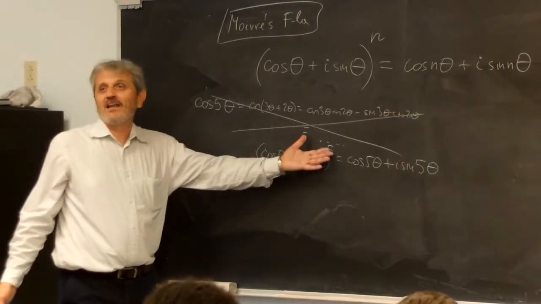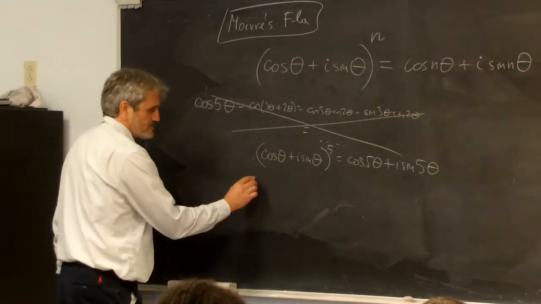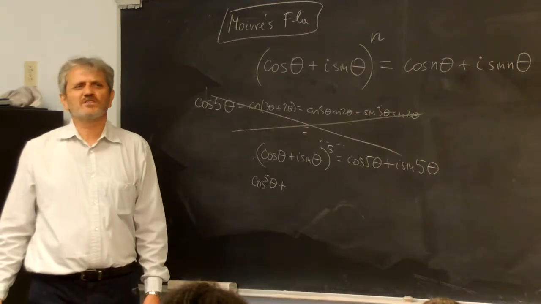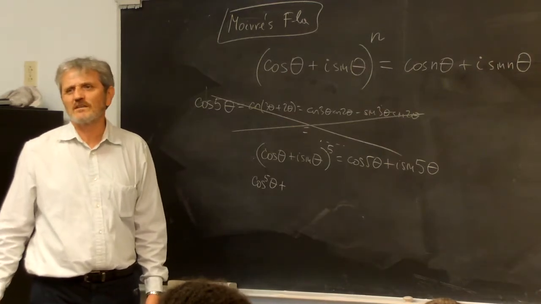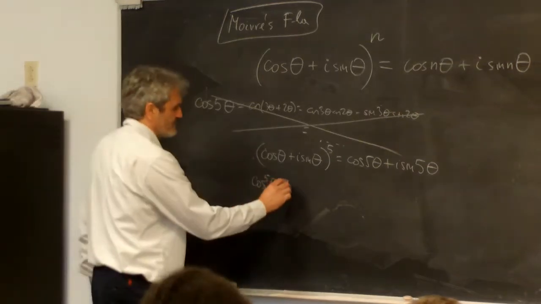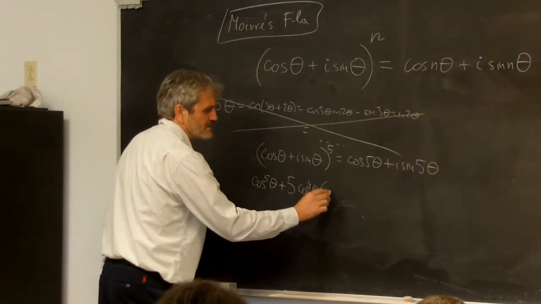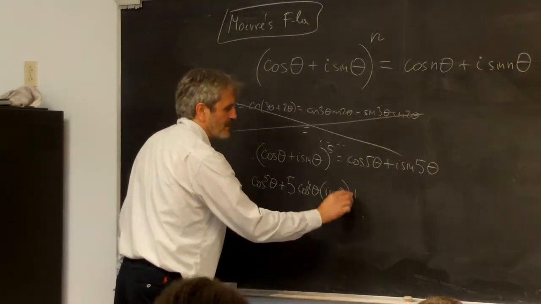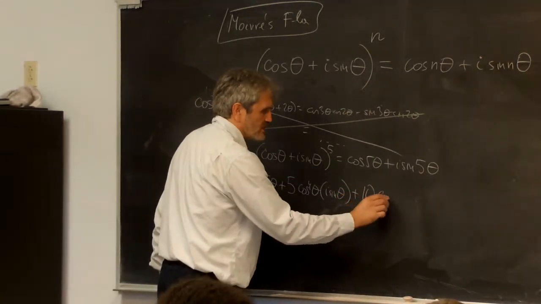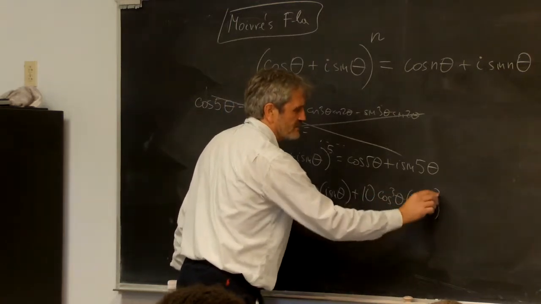Then, on the left one, I will use the binomial, yes or no? So this will do: cosine to the fifth theta plus, what's my coefficient here from Pascal's triangle? 5 choose 1, which is 5. This will be cosine to the fourth theta times i sine theta. Plus 5 choose 2, which is 10, from Pascal's triangle, cosine cubed theta times i sine theta squared.